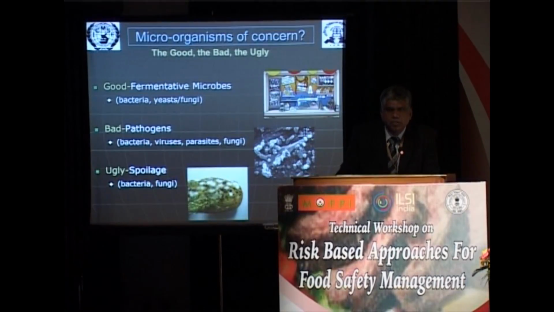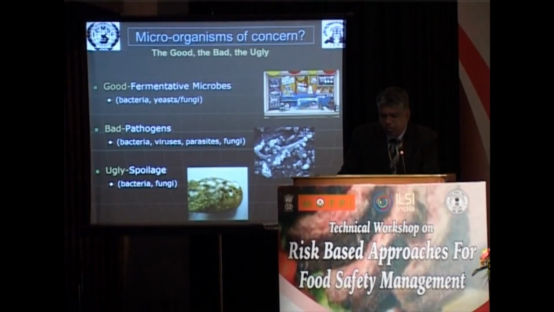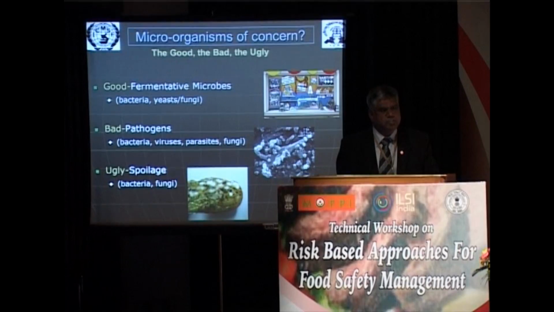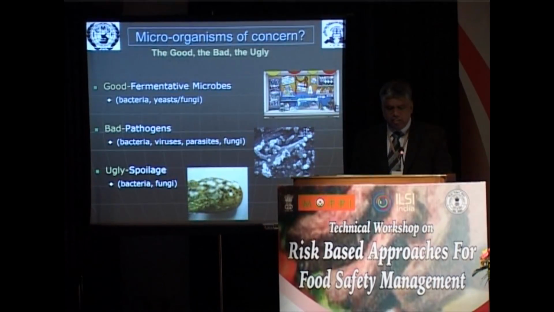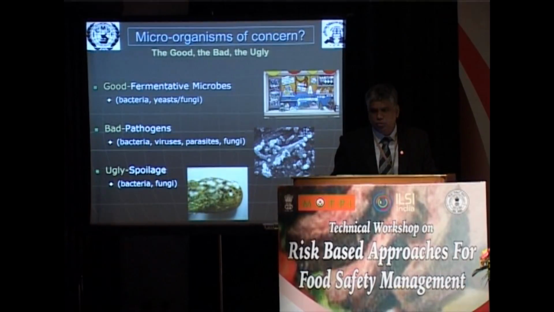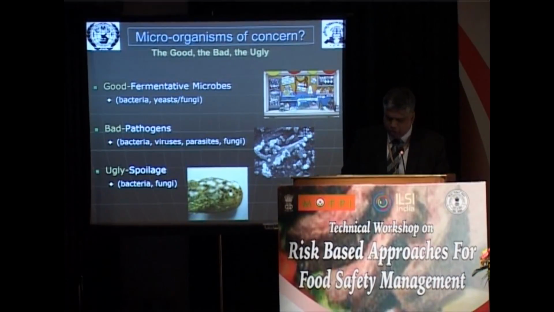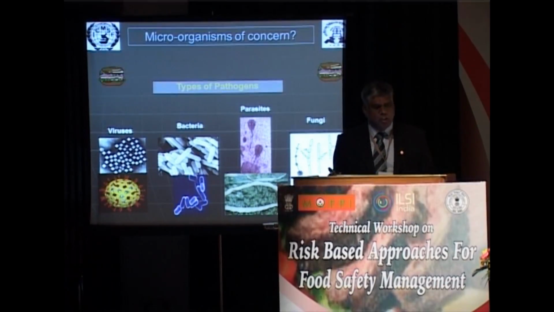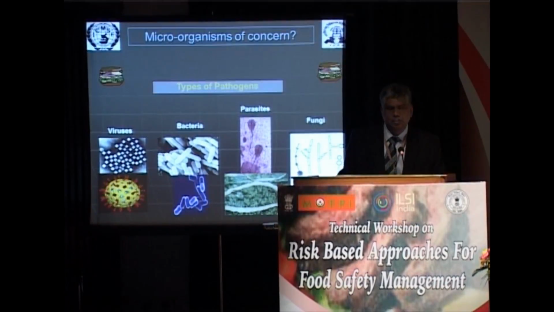In relation to food, there are some good fermentative microbes which are essential for fermented food products. There are bad organisms, which are pathogens, of food safety concern. And in India, we have a lot of spoilage and post-harvest losses due to these spoilage organisms, which cause huge economic losses. Types of pathogens which cause foodborne illnesses include viruses, bacteria, parasites, and fungi.